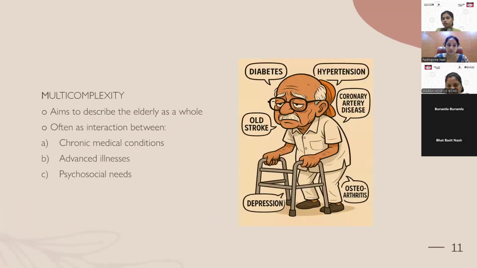So coming to multi-complexity. In the case of geriatrics, we aim to look at a patient as a whole. We often see all of their symptoms or their complaints as an interaction that happens between the presence of their chronic medical conditions, the presence of advanced illnesses, and the psychosocial needs that come because of these illnesses. So when all of these interact, that is when patients come with complaints. And so when it comes to treating these patients, all of these three things have to be addressed in order to get a good response for these patients as well.